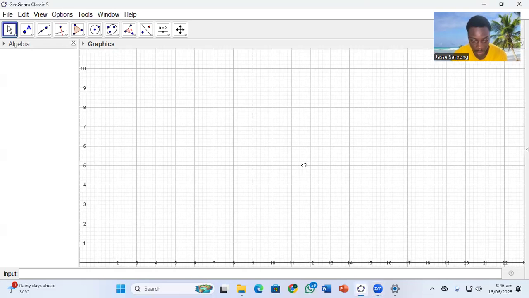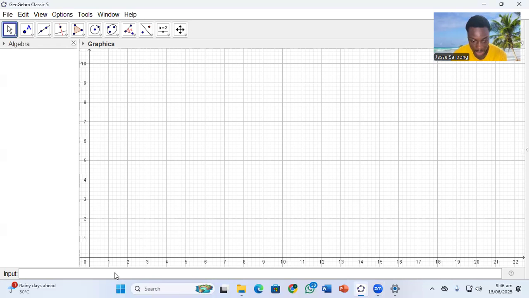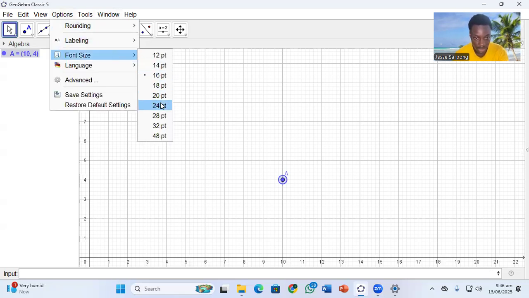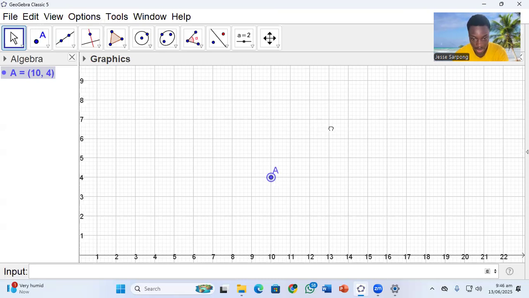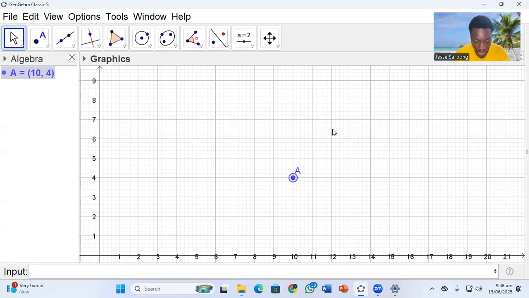So first, what we have to do is to get a circle. But before a circle, we have to input our point. So first, I input the point 10 and 4. Let me increase the font size a little bit. Yes, this is okay. So our point is 10 and 4.